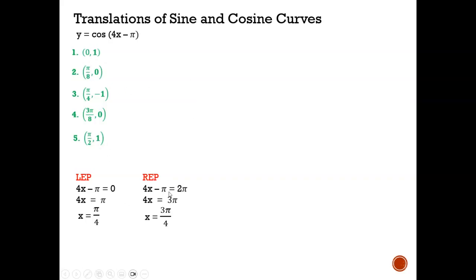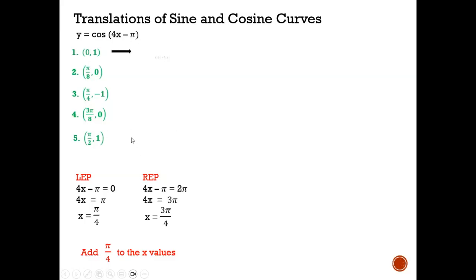Our right endpoint, 4x minus pi, is 2 pi. When I solve for x, I add pi first to both sides, 3 pi. Divide by 4 to get x by itself, 3 pi over 4. This means that my first period should end here at 3 pi over 4. So we'll check that, okay? So again, doing the left endpoint, solving for x, because I got pi over 4, I need to add pi over 4 to all of these x values to represent that shift, okay?